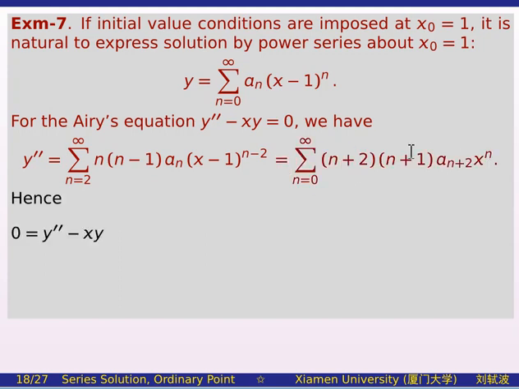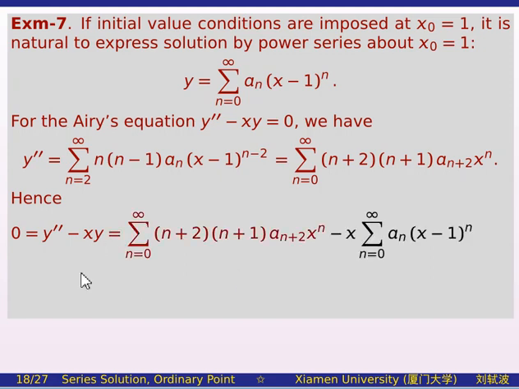So, substituting this y double prime and y into the equation, we see that 0 is y double prime minus xy. That is, this is y double prime minus xy here. This is y. Okay. But sorry, I missed something. Here, this is not x^n. This should be (x minus 1)^n. This is a misprint. Sorry. This x here, and that x here, should be x minus 1. This is a misprint.